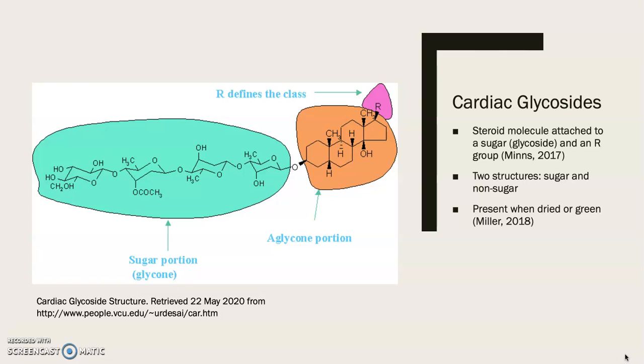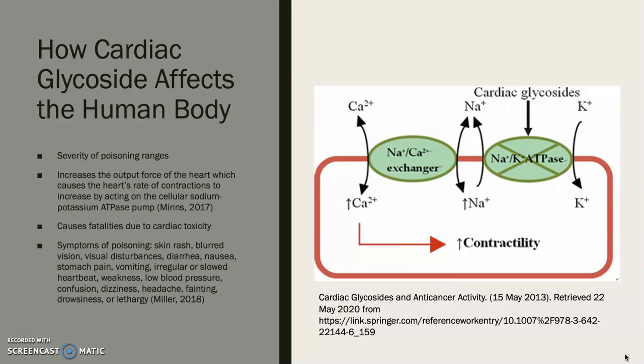Cardiac glycosides are made up of a steroid molecule that is attached to a sugar, which is the glycoside, and an R group. The compound consists of 2 structures, the sugar and the non-sugar. The non-sugar is made up of the steroid and the R group. This compound is present not only when the plant is green, but it is also present when the plant is dried. Cardiac glycosides have a strong effect on the human body.